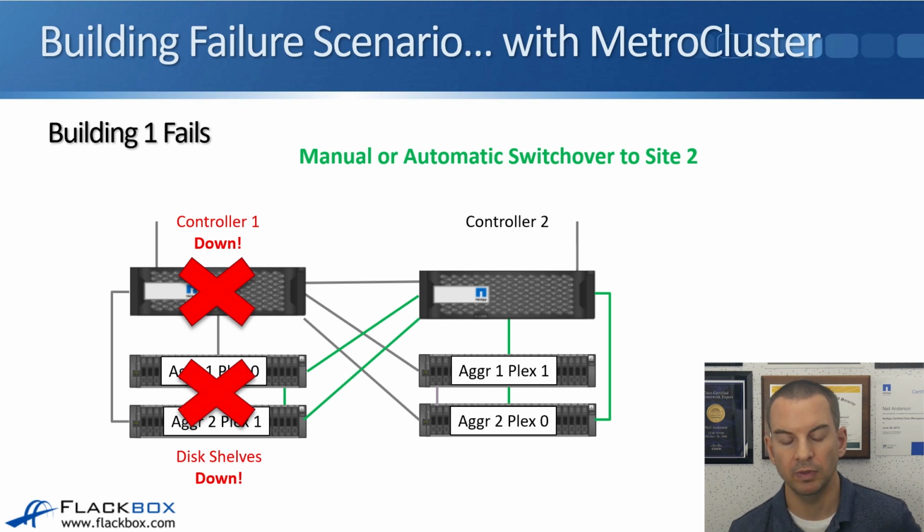As well as the data being mirrored between the two sites, the ONTAP configuration is mirrored between the two sites as well. So if you do make a change to the ONTAP configuration, MetroCluster does act as a single system. So whenever you make any changes, that is going to be known to both sites.